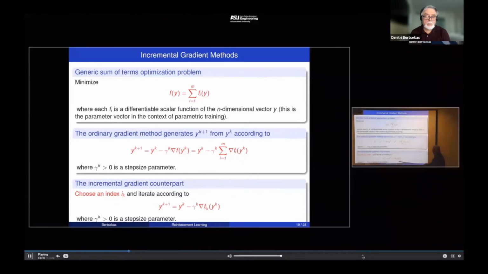Now, of course, it's not clear that this will work, okay? We're moving in the direction of some gradient, but this little gradient may have no connection with the true gradient, may be very different. So what's going on? Why would this work? Well, here's my explanation to this.